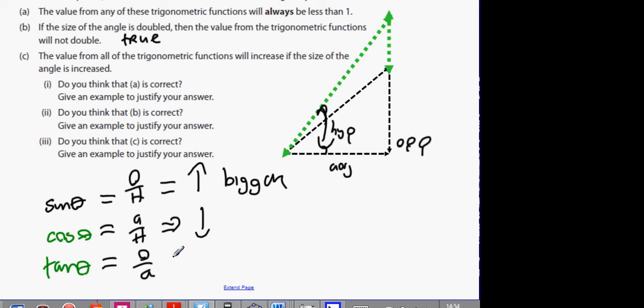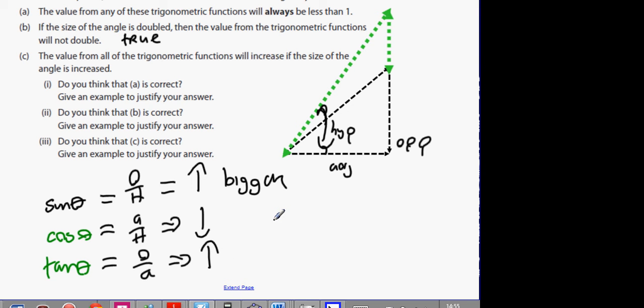Okay? And what about this value here? Opposite over adjacent. Okay, once again, for a small angle, which one's bigger? Adjacent. Which means that it's going to be a big fraction. It's going to be a fraction, isn't it? It's going to be something like a third. But when the opposite gets bigger, what happens? The value goes up.